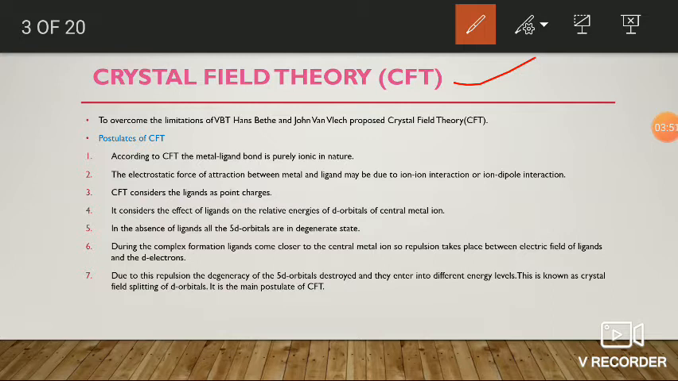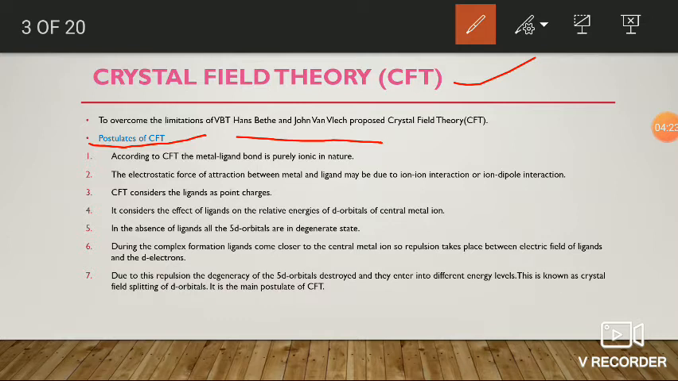In order to overcome these limitations of valence bond theory, the second theory, that is crystal field theory, was proposed by two scientists, Hans Bethe and John Van Vleck. Generally, it is around the 1930s. Okay, what are the postulates of the crystal field theory? Postulates of crystal field theory.